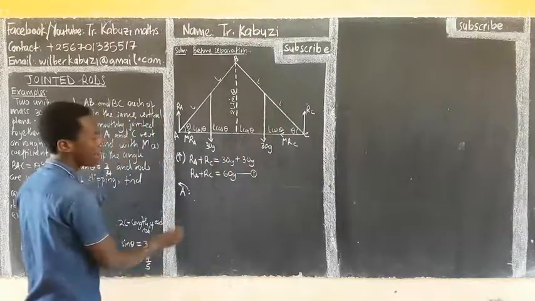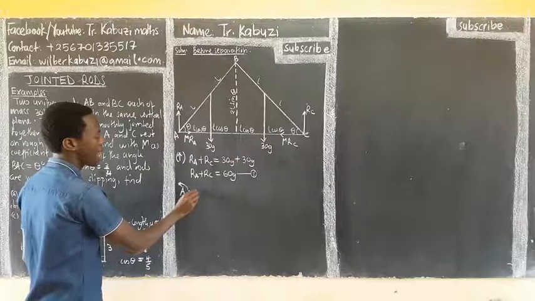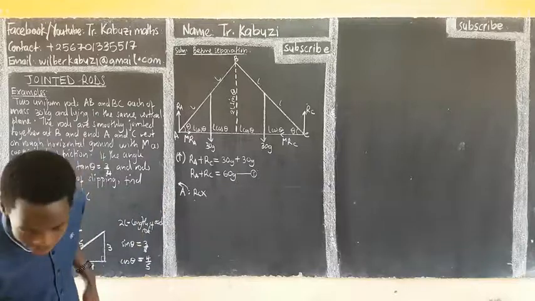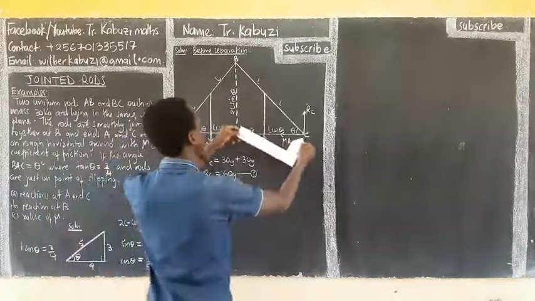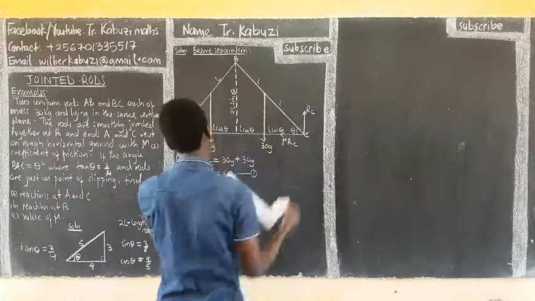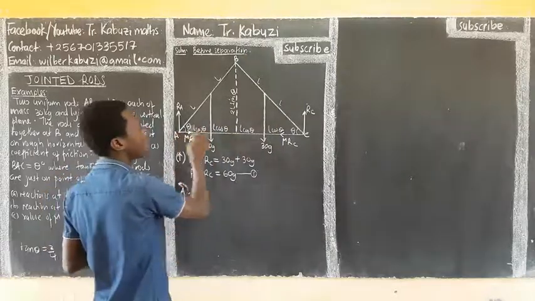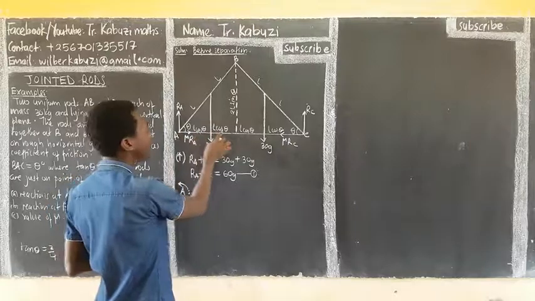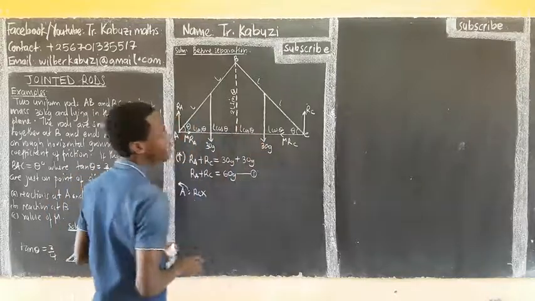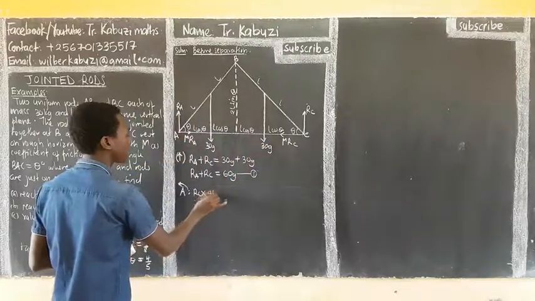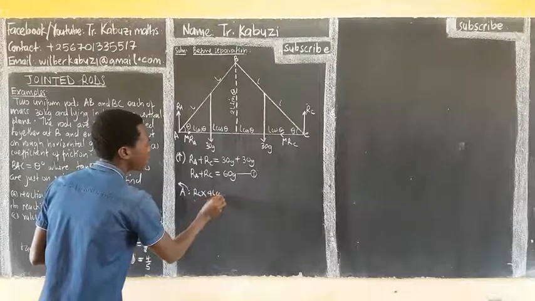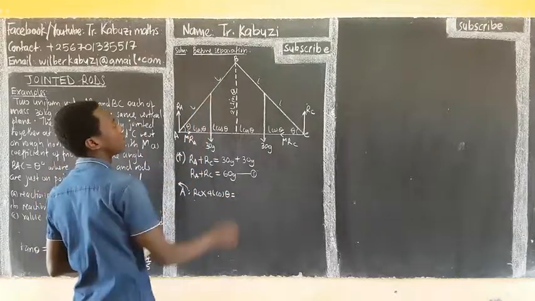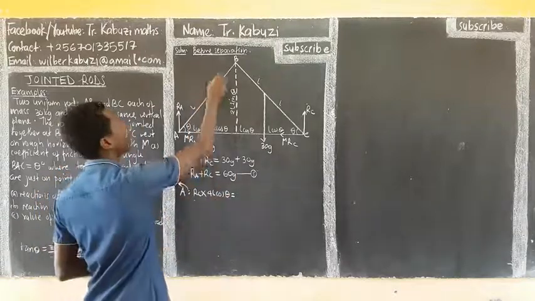So take moments at A. I have now RC times the perpendicular distance. You see now, it's the only force which is acting anti-clockwise. So its perpendicular distance is from here up to here. From A, we add this, plus this, plus this, plus this. That will give us 4L cos theta. You can also let this one be L over 2, L over 2. It's okay.